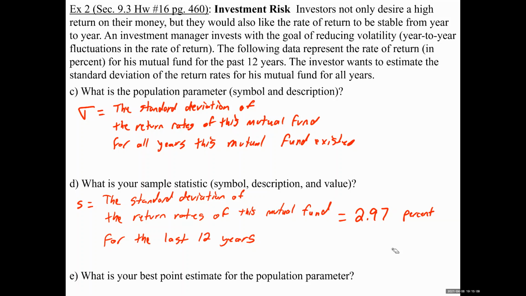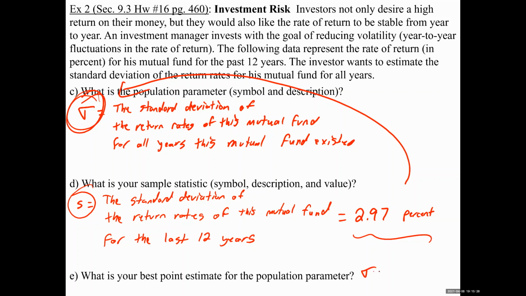All right, questions on this much? Okay, part E then is saying guess sigma. We know S is the standard deviation of the return rates for the last 12 years. Here's what it is. What's the standard deviation for all years? I don't know. I'm guessing 2.97. This is how you write that. Sigma is approximately S, which equals 2.97%. If you write the percent symbol, it's totally fine. It's better as long as you don't get confused and think it's a percent problem.